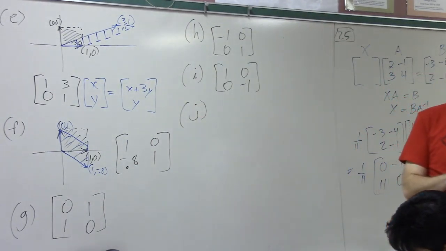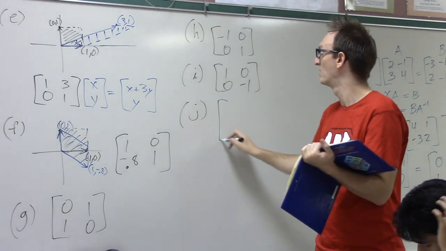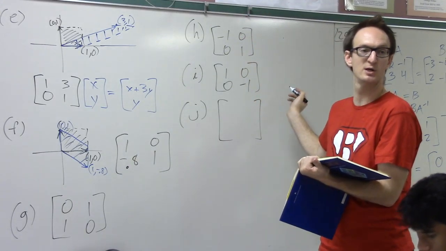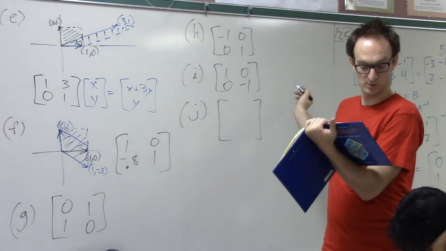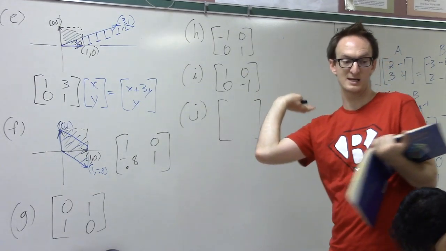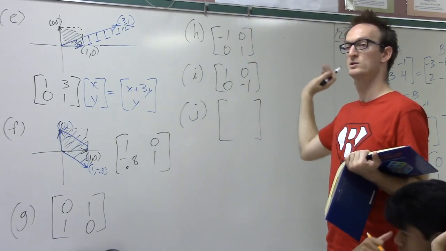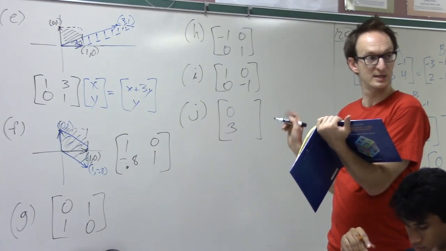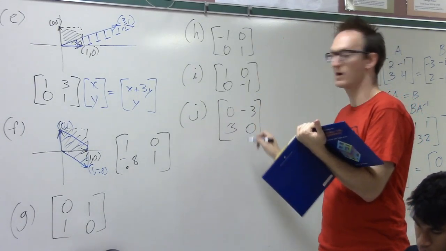J, this is exciting, this is a combo. Transformation that both rotates each point counterclockwise by 90 degrees and also dilates. Okay, careful. Rotating 90 degrees counterclockwise and dilating by scale factor 3. So (1, 0) is going to go to (0, 3), and (0, 1) is going to go to (-3, 0). You okay?